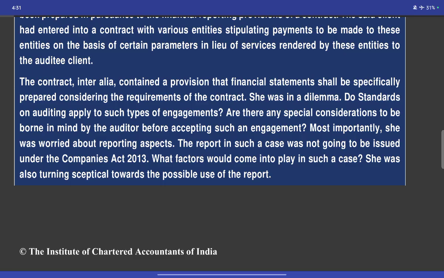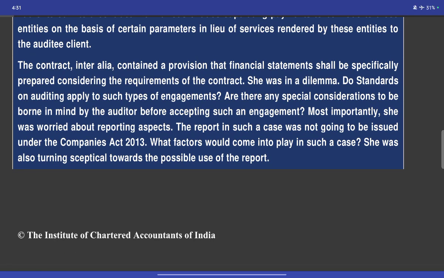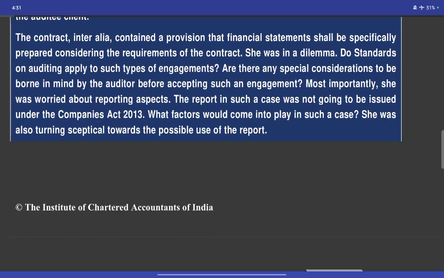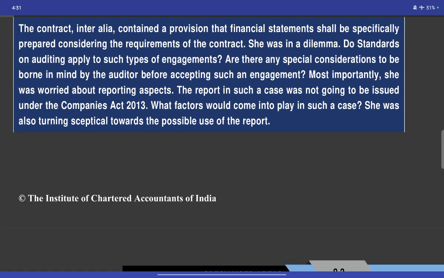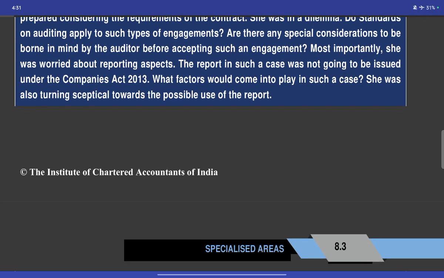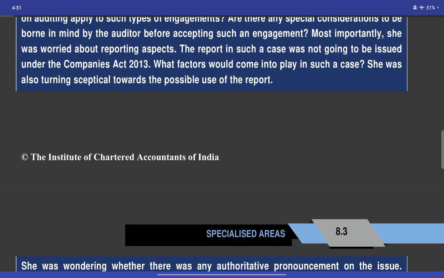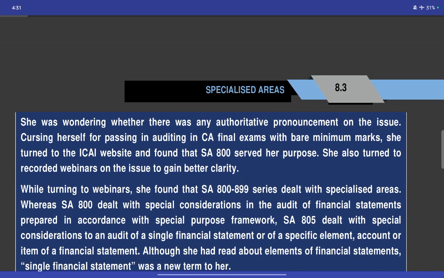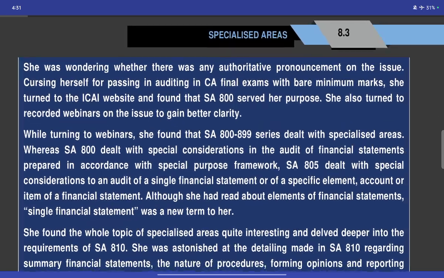She was wondering which standard on auditing would apply to such a type of engagement. Was there any special consideration to be borne in mind by the auditor before accepting the engagement? Most importantly, she was worried about the reporting aspect. The report in such a case was going to be issued, and she was turning her attention towards possible restrictions on its use. She was wondering whether there was an authoritative pronouncement on the issue.